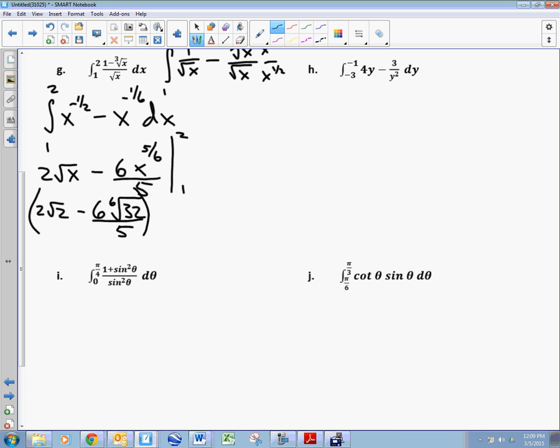Okay, it's a bad teacher moment. Then I plug in 1. If I plug in 1, I get 2 minus 6 over 5. What is 2 minus 6 over 5? That's 10 over 5 minus 6 over 5, which is 4/5. So my final answer would be 2 roots of 2 minus 6 sixth roots of 32 over 5 minus 4/5. So that's the exact answer, okay? No, not plus c, because this is a definite integral.